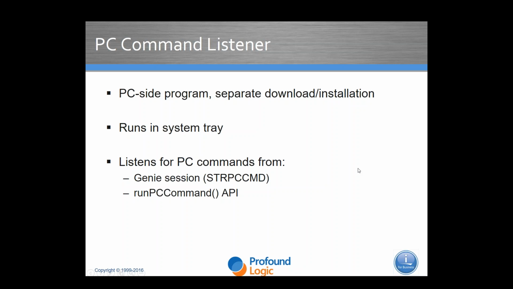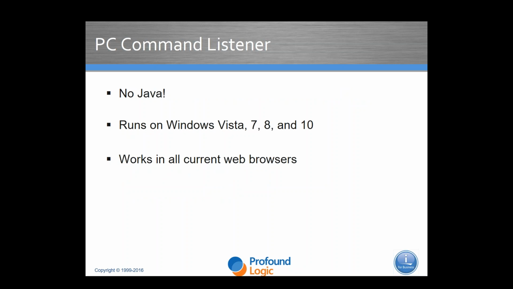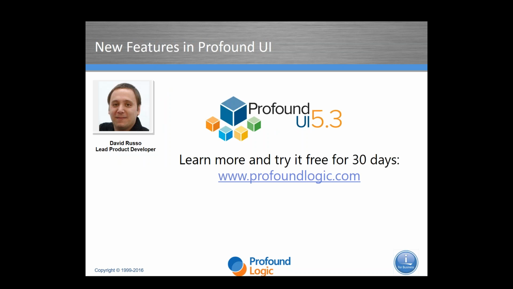So it will receive those from Genie or from the Run PC command API and run the commands on the computer. The advantage of doing this, first and foremost, is that there is no Java. So this means that it will work in any current web browser: Edge, Chrome, Firefox. And our PC Command Listener runs on any current version of Windows, meaning Windows Vista, 7, 8, and 10. So let's have a look at these new features. I'll switch over to a Genie session.